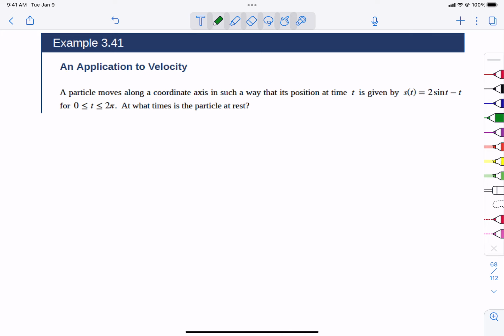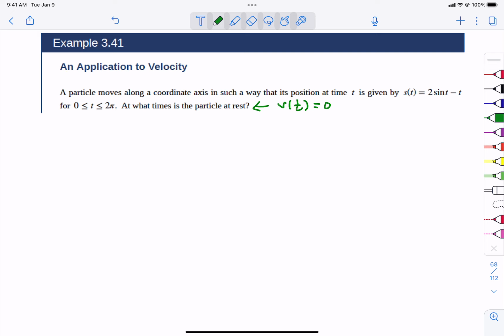That's pretty common. And so in this particular example, we have this position function, and they want to know at what time the particle is at rest. So remember, that is just a fancy way of asking you, when does the velocity equal zero? So you got to get used to that language. When they say, when is the particle at rest, that means the velocity is zero, or the speed is zero, even, you could think of.